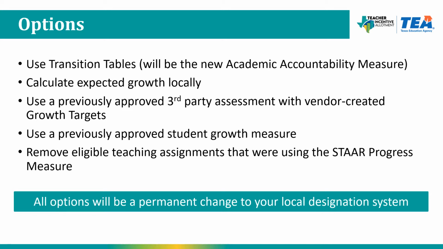Another option, the fourth one, is to use a completely different student growth measure that was previously approved. For instance, let's say your district is already approved to use portfolios for your CTE teachers. Then you could say, we want to use portfolios for our STAAR Progress Measure teachers as well. You could do that. Or if you have already been approved to use SLOs for your world language teachers, you could do your SLOs for your STAAR Progress Measure teachers as well. You can use a different previously approved, completely different growth measure if that's what you want to use in order to replace STAAR Progress Measure.